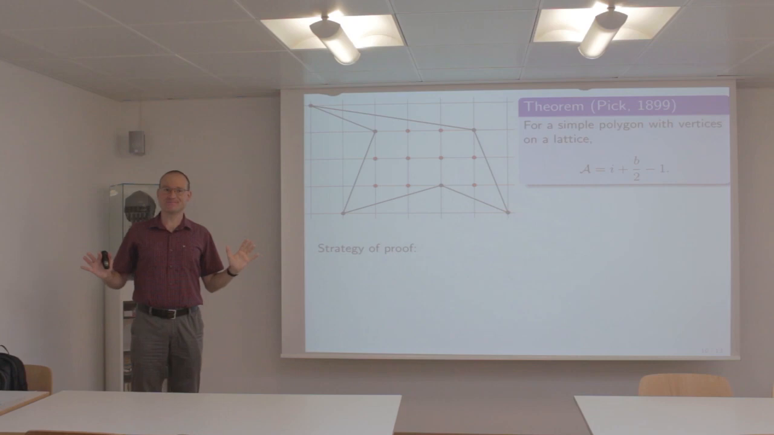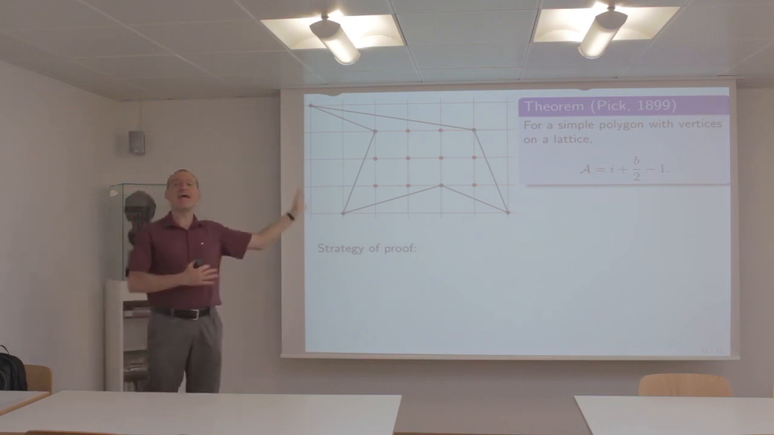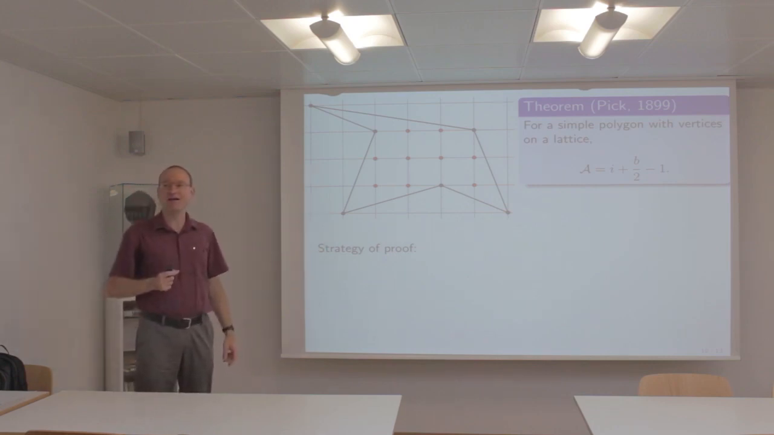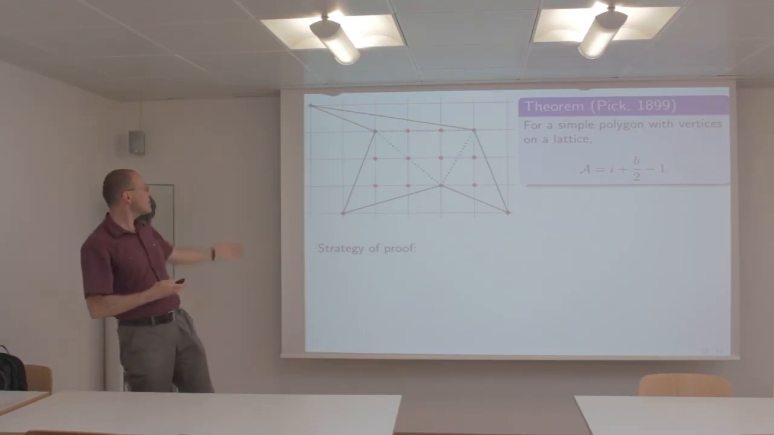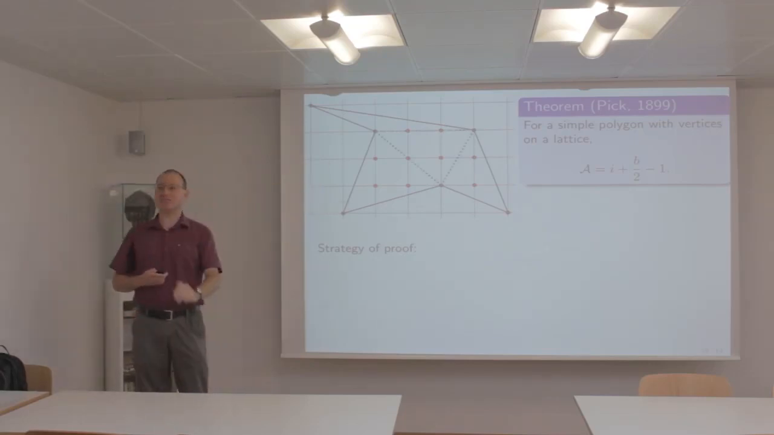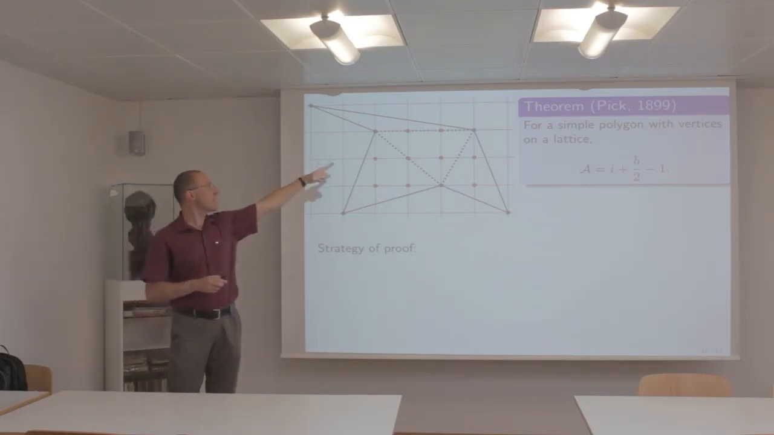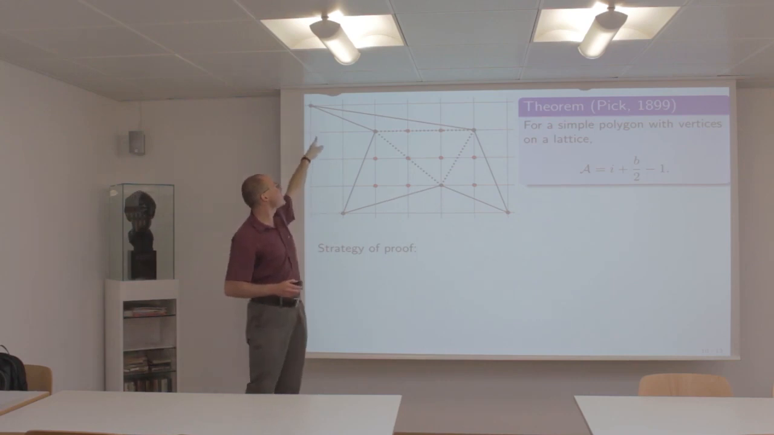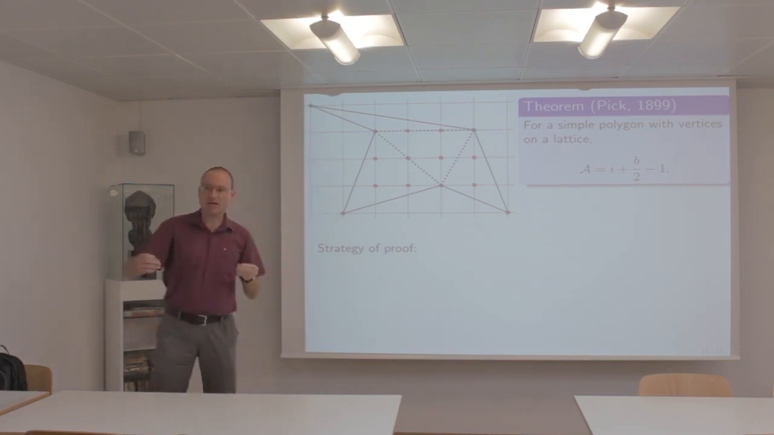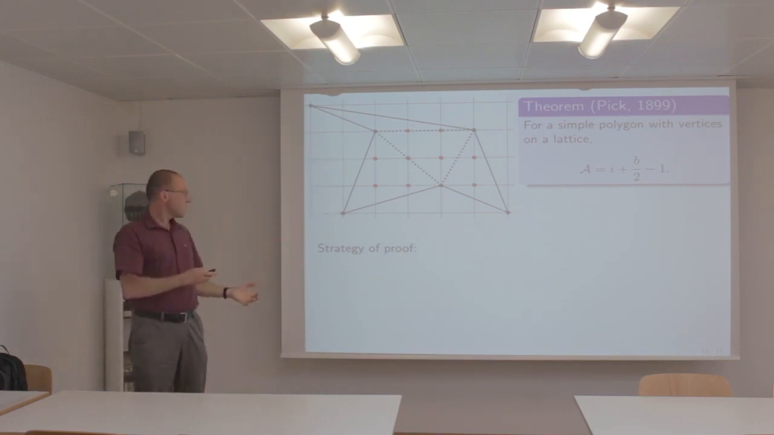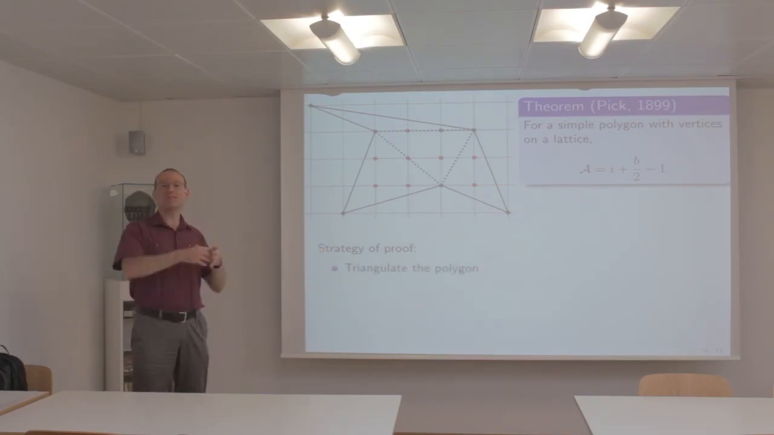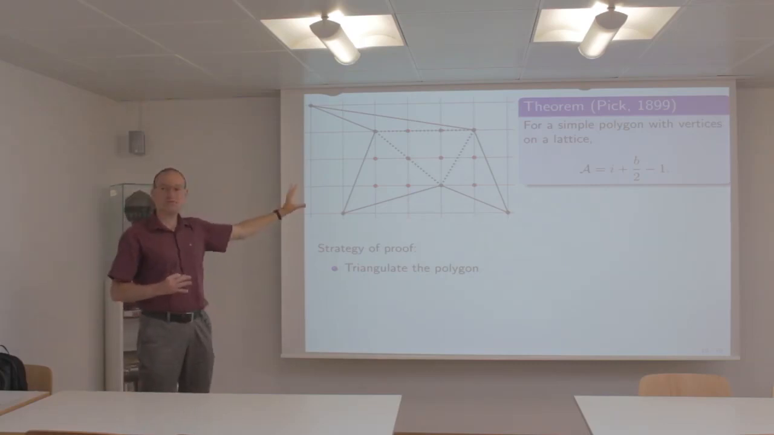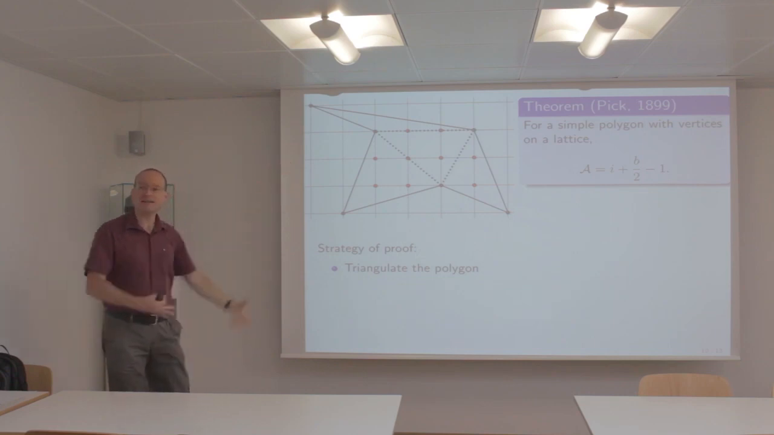Strategy of proof. How are we going to prove it for any polygon? Divide it into triangles. Excellent. Draw interior diagonals. Not every diagonal is an interior diagonal. I cannot join this vertex with that vertex. But inside, keep drawing diagonals until you triangulate the polygon. A polygon can be very complicated, but you divide it into triangles.